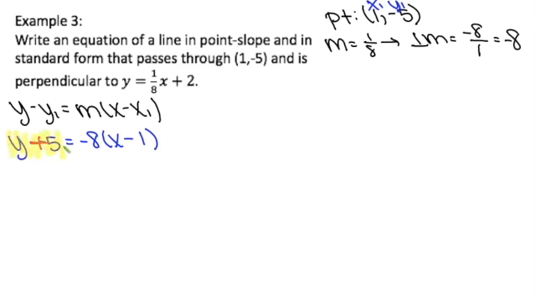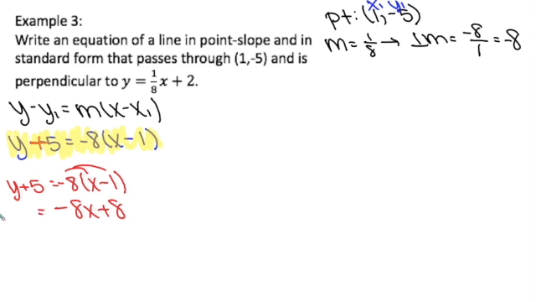So there's point slope, but then it also told you to write it in standard form. So from point slope, I'm going to take this y plus 5 equals negative 8 times x minus 1. I'm going to go ahead and distribute that negative 8, so I have a negative 8x plus 8, negative times a negative is a positive, equals y plus 5. Subtract the 5 from both sides, so y is equal to negative 8x minus 5.